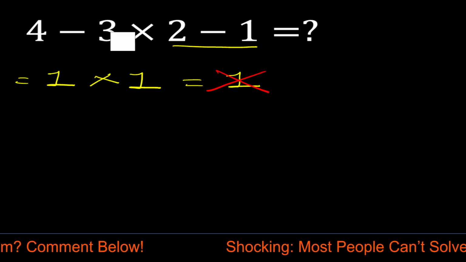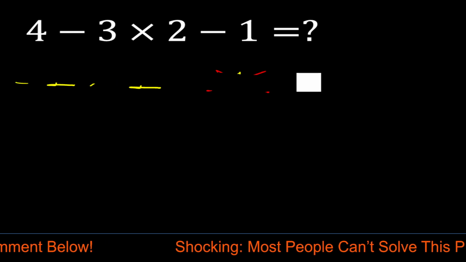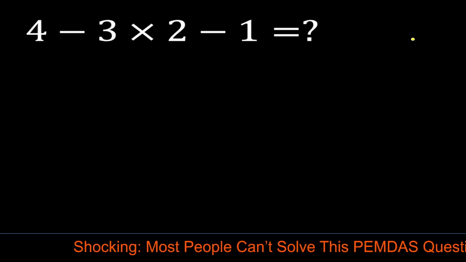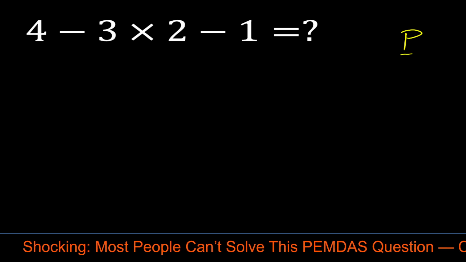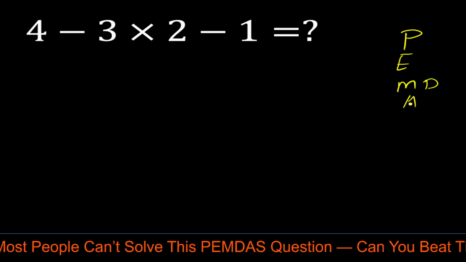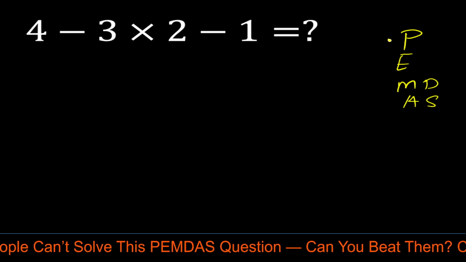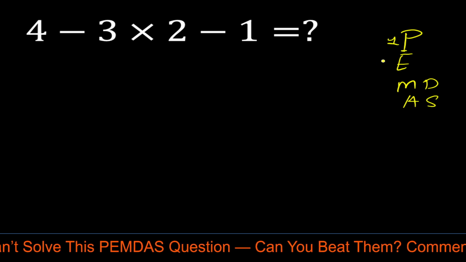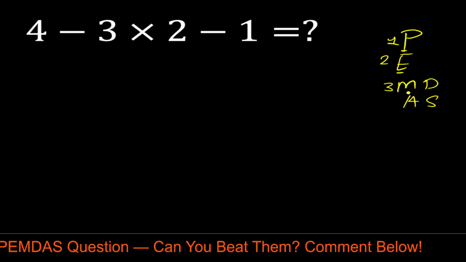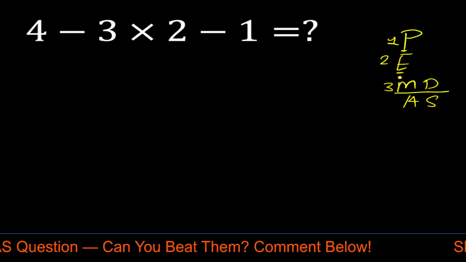So now let's solve this problem correctly by using the PEMDAS rule, right? So PEMDAS: P, E, M, D, A, S. According to the PEMDAS rule, first priority is parentheses, then second priority is exponents, then third priority is multiplication and division.